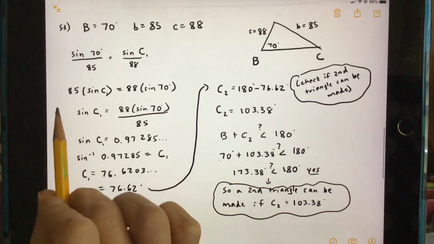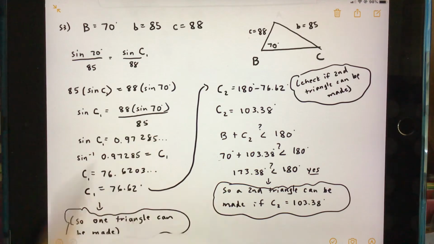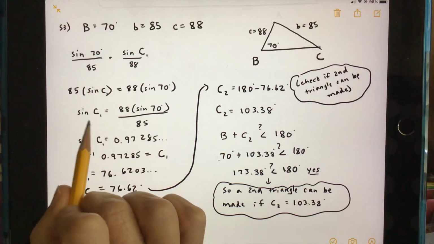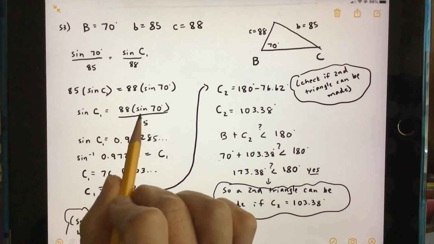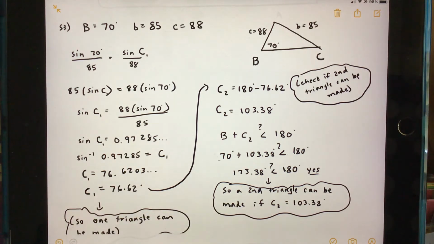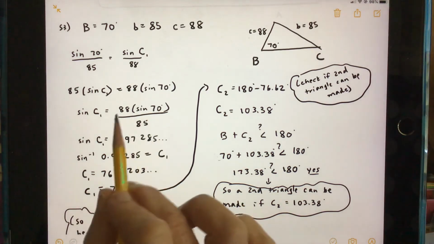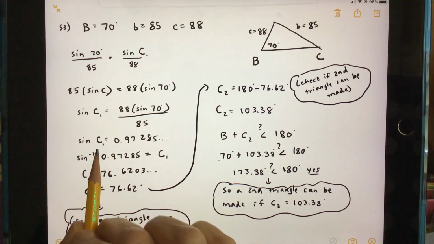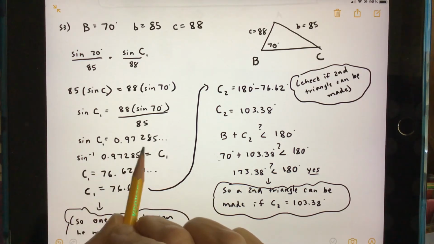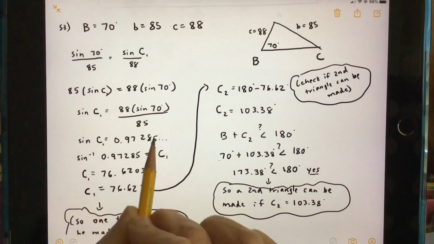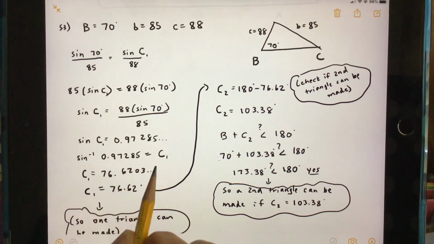Cross products will give us 85 times sine of C1 equals 88 times the sine of 70 degrees. Dividing both sides by 85 gives us sine of C1 is equal to 88 times the sine of 70 over 85. Using our calculator here, we're going to find out the sine of our angle C1 is 0.97285. That's between -1 and 1.